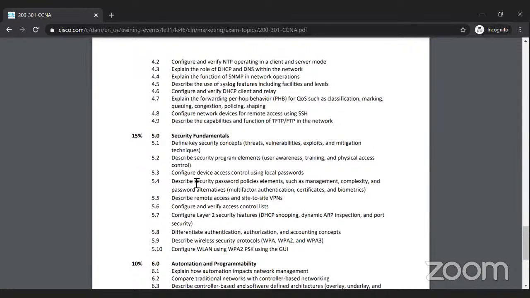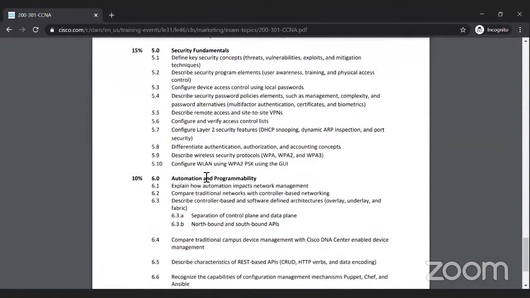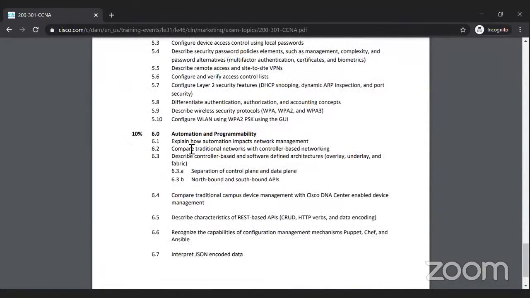Okay, so once we have an idea about how a switch works, how a router works, what an IP address is, then we can dive into the security fundamentals. And the last one is automation and programmability. Now this module is more or less very theoretical, though we'll try to see something in a practical scenario, but this will not be covered in great detail as we do it in our other courses like network automation using Python and Ansible.